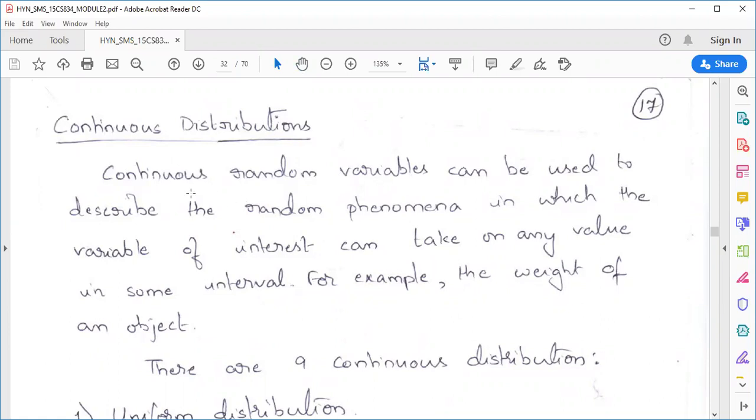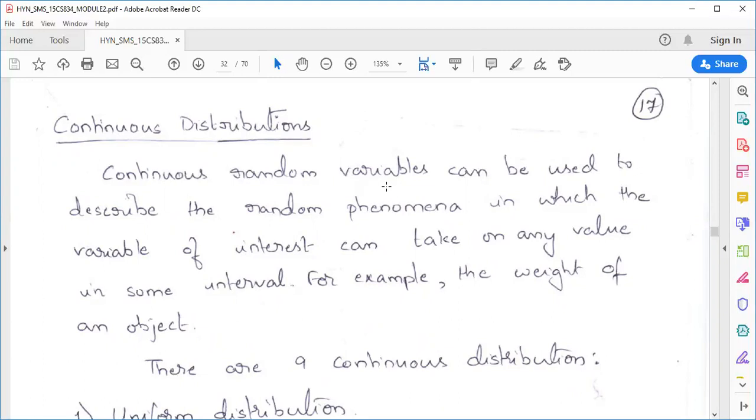So what are these continuous random variables? Those variables which change continuously, right? For example, water flowing from a dam, or the weight of an object. All these are continuous random variables, right? So the variables or the distribution which works for continuous random variables, we call it continuous distribution, right?